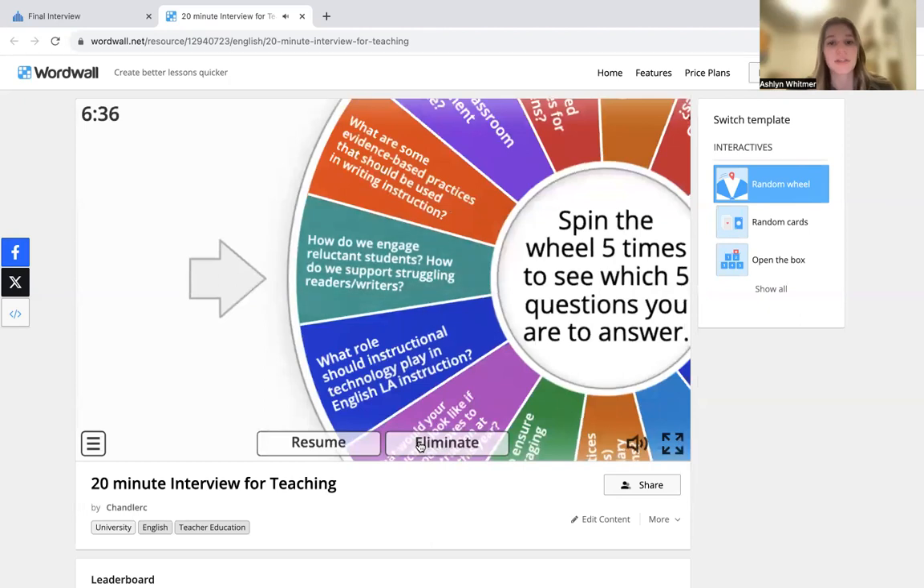How do we engage reluctant students? How do we support struggling readers and writers? So this question really resonates with me, especially because early on in my schooling, I did not care about school very often. And I noticed what teachers would do to help me engage when I was not interested. However, because of that, now I realize the things that I can do with my students that honestly have really worked.